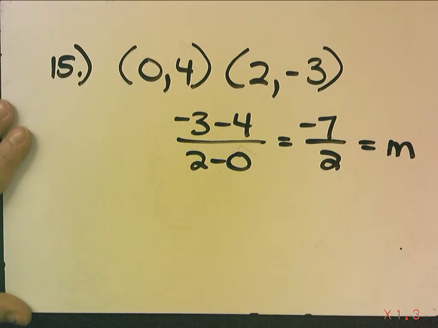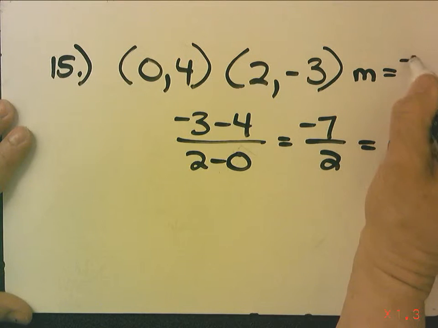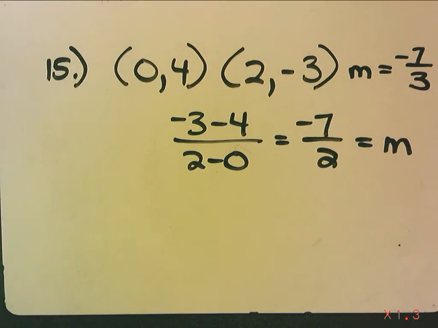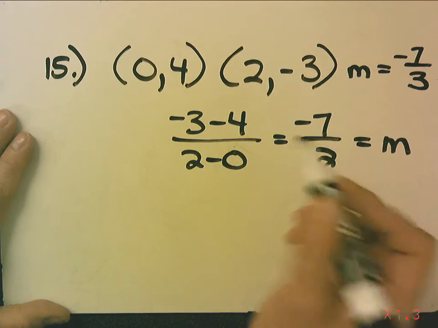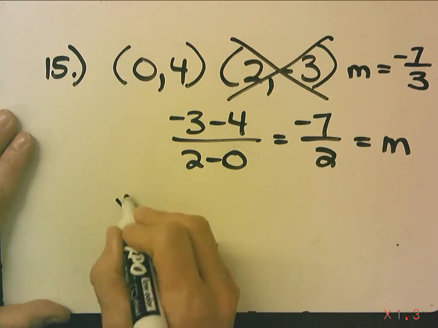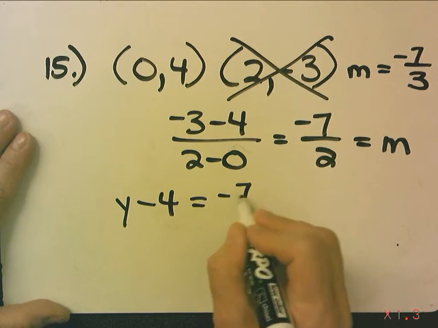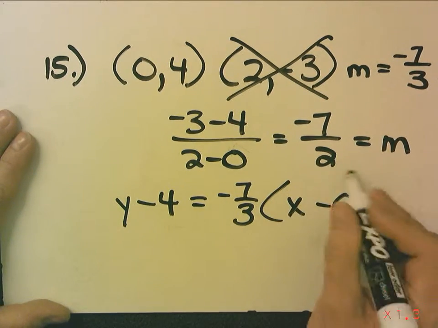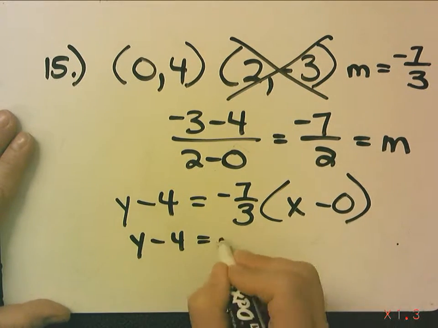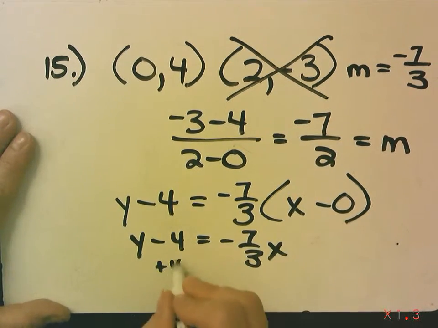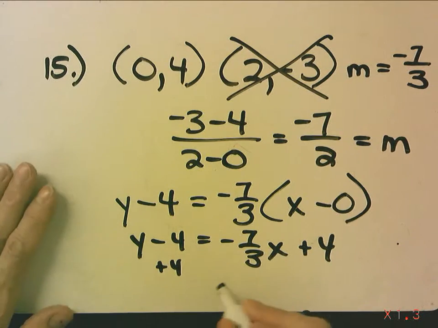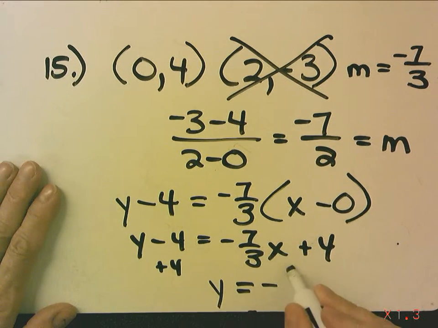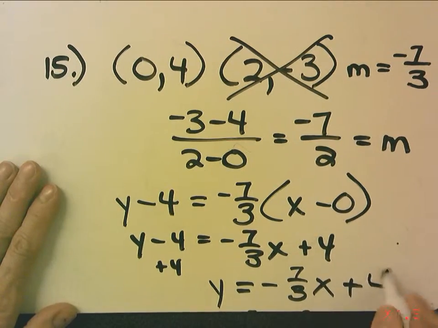Now, I say, what do I have? I have a slope and 2 points. Point, slope, I'll use the point slope form. So, I say, now I just cross out one of my points. Y minus 4 equals negative 7/3 times x minus 0. I distribute, and then I isolate the y. Okay, so now it's y equals negative 7/3 x plus 4.